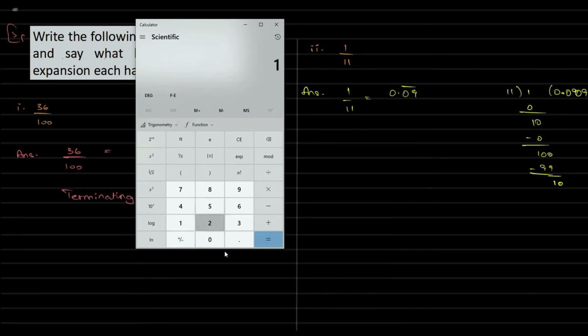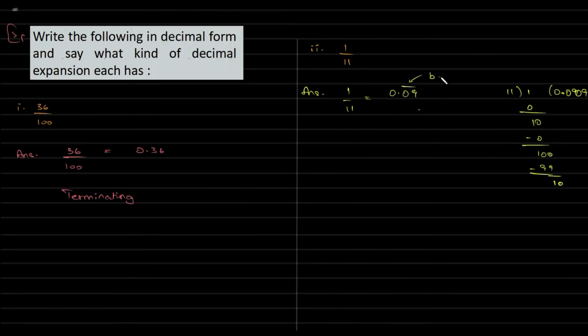If you want to confirm that, let me show it to you. You can see 0.0909090909. It keeps going. It's never ending. To indicate that, I put a bar over there to indicate 09 keeps occurring. So this is non-terminating, repeating or recurring. Whatever you want to write.